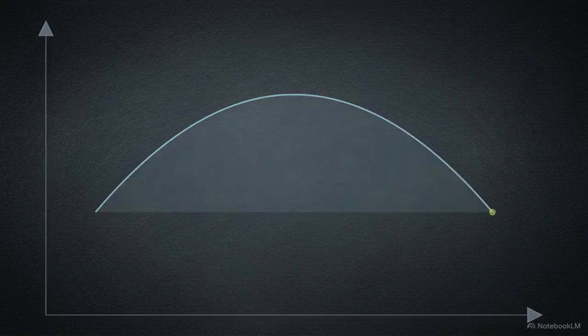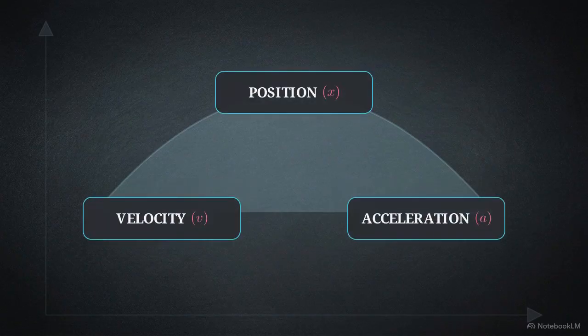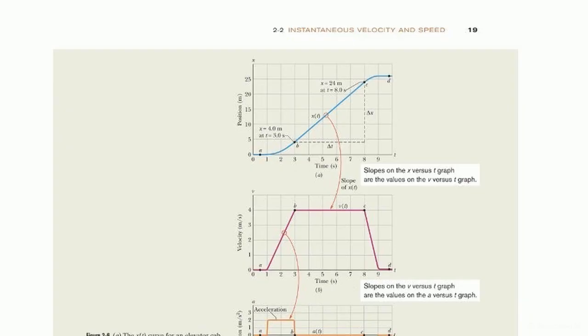Reconstructing a crash or predicting a flight trajectory requires us to connect three specific data points: position, velocity, and acceleration. These stacked graphs represent an elevator's motion. Velocity is position slope. Every incline change on the top curve creates a flat plateau on the velocity graph below.